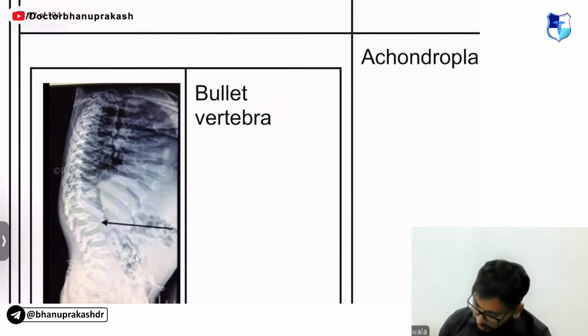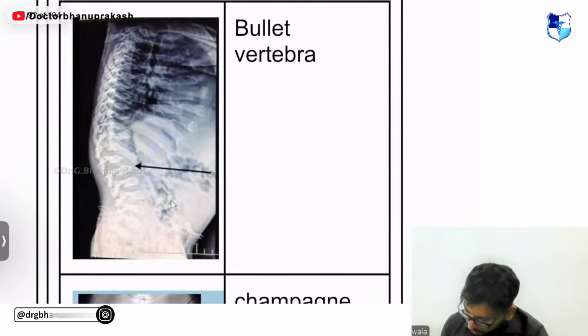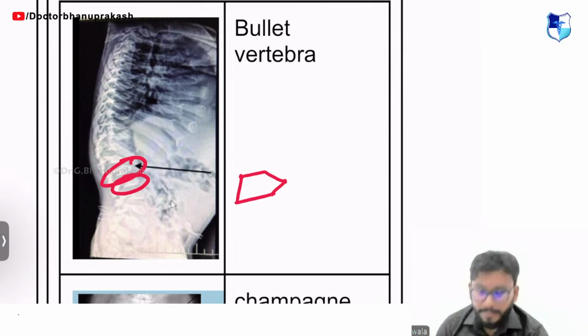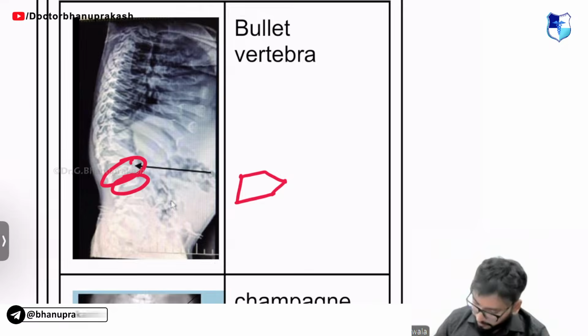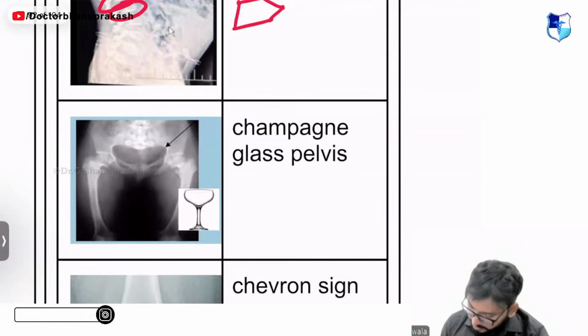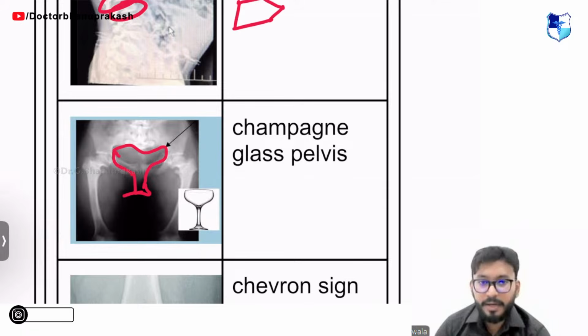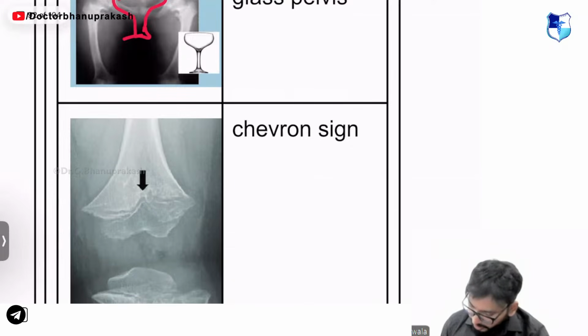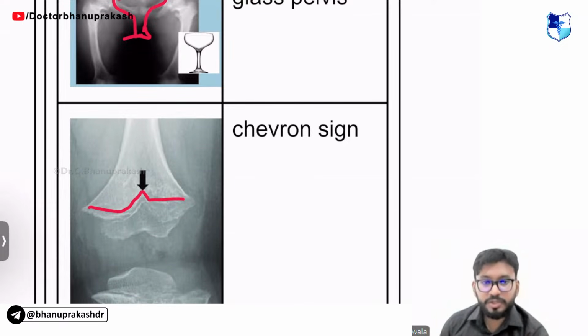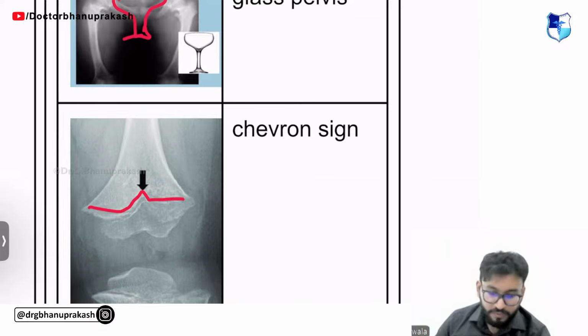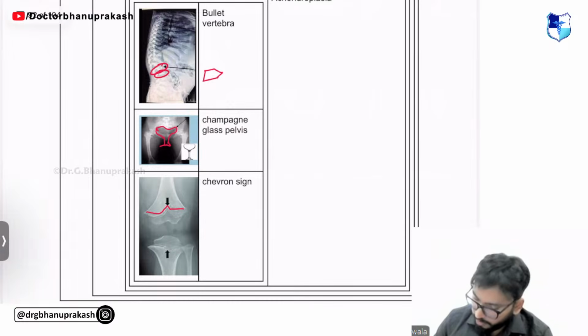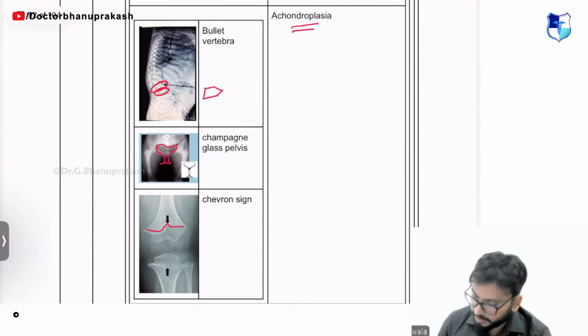Achondroplasia. Can you see the bullet-shaped vertebrae, guys? Look at this. Okay. Champagne glass pelvis. See? Look at this. Does it represent a champagne glass? Champagne glass pelvis. And the chevron sign. Can you see a notch here? This is a chevron sign. Okay. All of these are signs of achondroplasia.